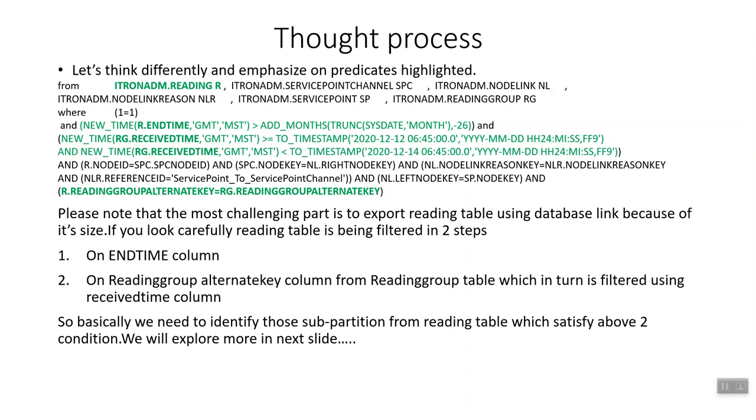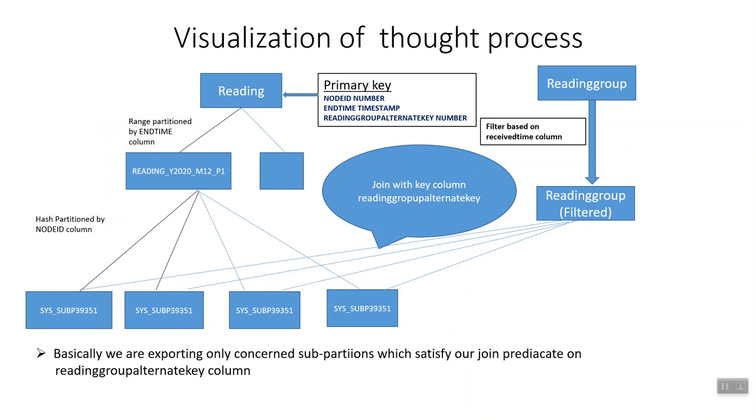Let's go to the next slide. This is the visualization of my reading table. The reading table is first range partitioned by the end time column, and again it is subpartitioned, hash partitioned by the node ID column. We have a primary key: node ID, end time, and reading group alternate key. And reading group also has, as I said, reading group alternate key.